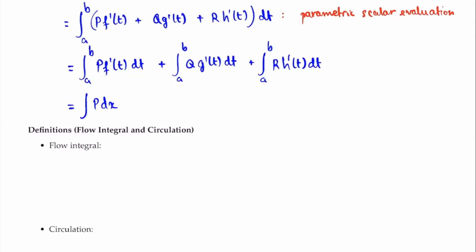So this integral is the line integral. It's no longer the definite integral. You have the line integral of q dy plus the integral of r dz, moving along the path c. And this one is called the scalar differential form.